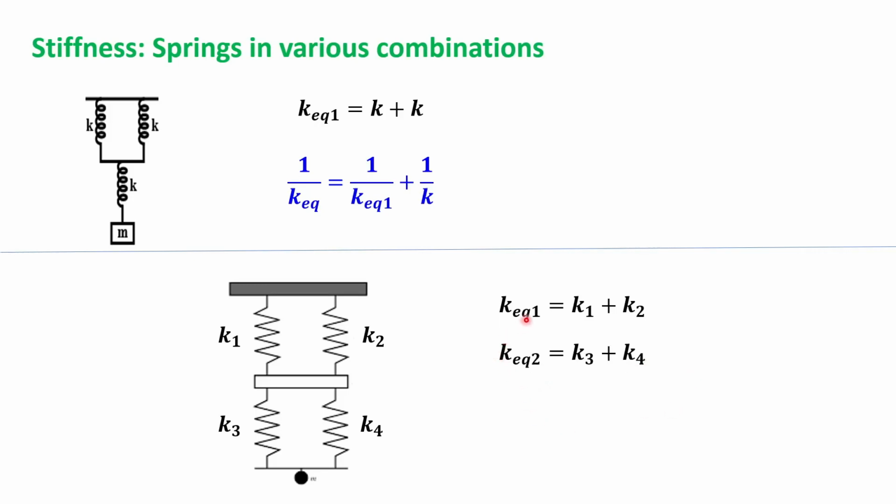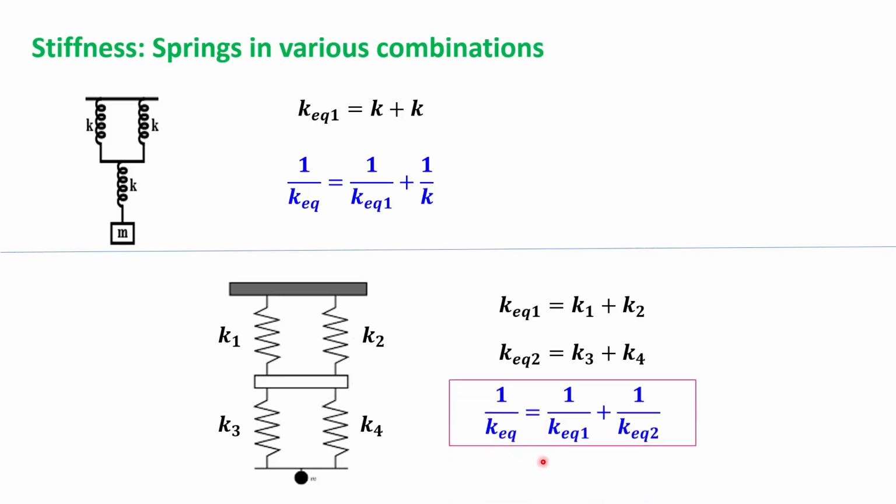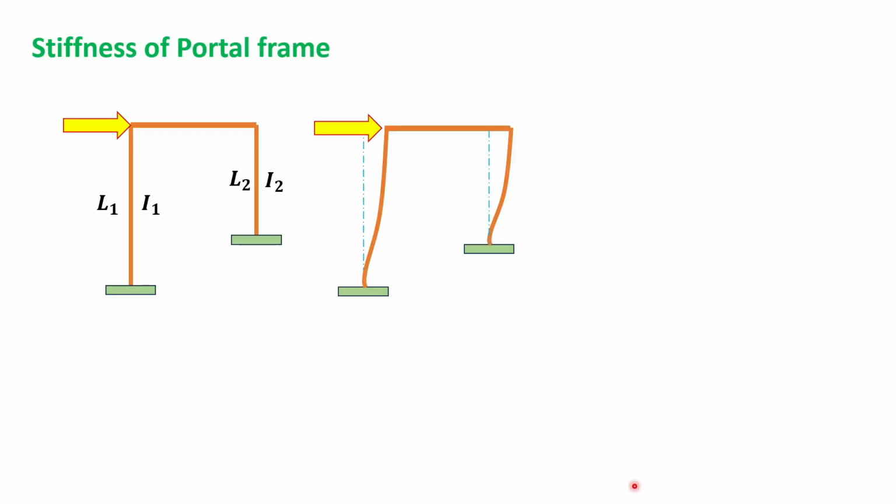Now this K equivalent 1 is at the top and K equivalent 2 is at the bottom, which will be in series. So the final combined expression is given by 1 by K equivalent equal to 1 by K equivalent 1 plus 1 by K equivalent 2. This is all right. Now if we take a portal frame, the situation is slightly different. Understanding is required, because earlier we had used springs which were hanging with a load at the bottom. So whether it was series or parallel was very clear.